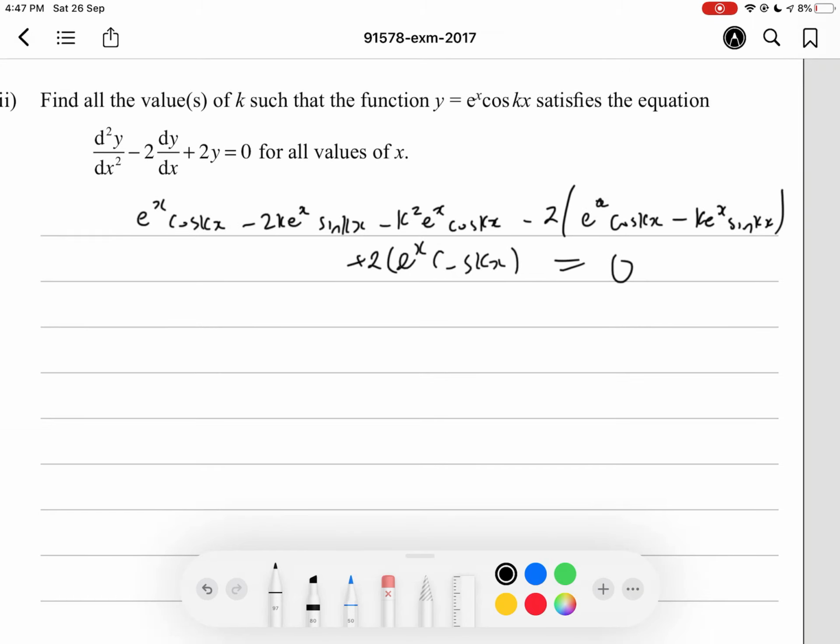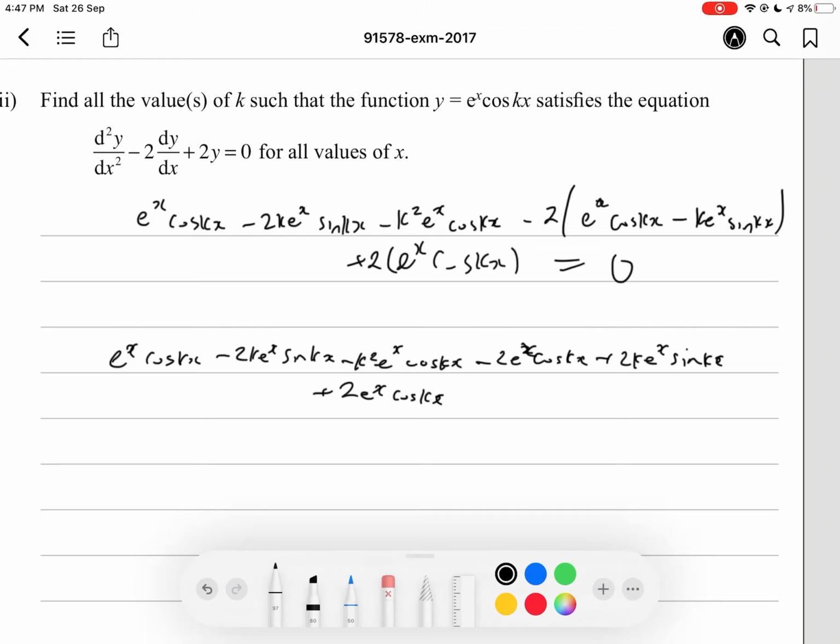Okay, so in this case, we have a little bit of simplifying to do. We have e to the power of x cos of kx minus 2k e to the power of x sine kx, minus 2e to the power of x cos of kx, plus 2k e to the power of x sine of kx, plus 2e to the power of x cos of kx.